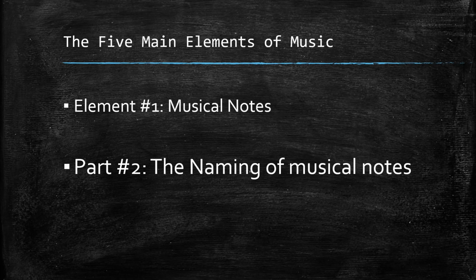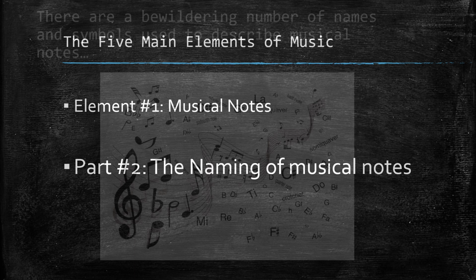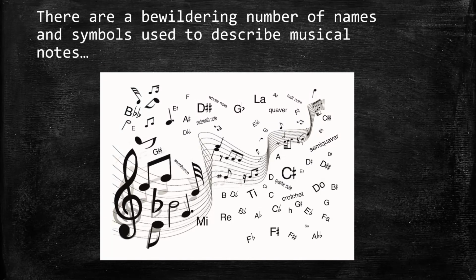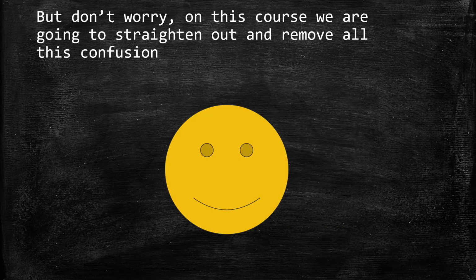The 5 main elements of music. Element number 1, musical notes. Part 2, the naming of musical notes. There are a bewildering number of names and symbols used to describe musical notes. But don't worry, on this course we're going to straighten out and remove all this confusion.